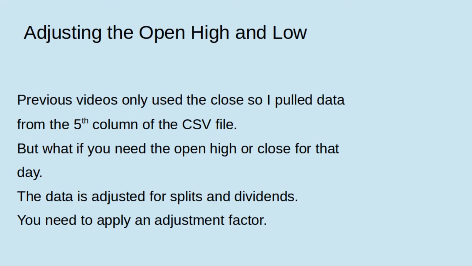In the previous videos, I only used the close from the CSV file that we pulled from Yahoo. The close that we used was called adjusted close by Yahoo, and it was the fifth column in the file. But what if you have a function that needs the open or high or the low of the day? Well, you need to adjust that data, because the adjusted close, column 5, represents prices that have had splits or dividends applied. So we'll need to come up with an adjustment factor for the opens, the lows, and the highs for the day.